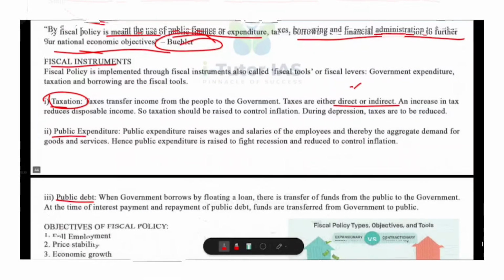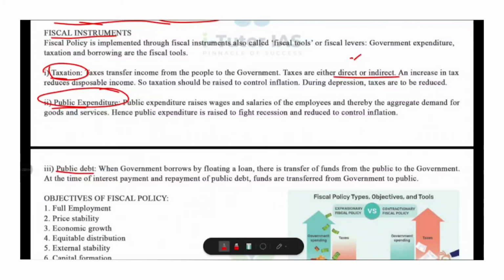Okay. Second one, public expenditure. This is the money the government spends. For example, salaries of the government employees, roads, schools, hospitals and welfare schemes. And what are the effects of public expenditure? When the government increases spending, that leads to more wages, more salaries and more jobs. So people buy more, demand increases and recession is reduced. And when the government reduces spending, less money circulates, demand reduces and helps to control inflation. So government spending is used to push the economy up or slow it down.